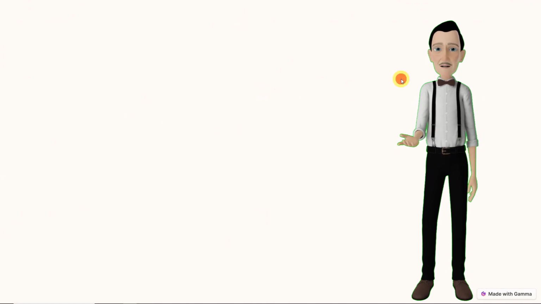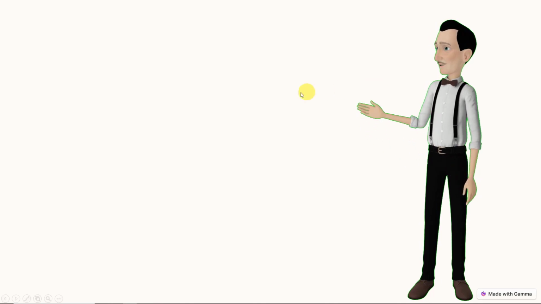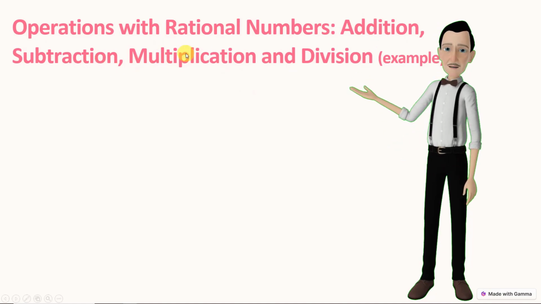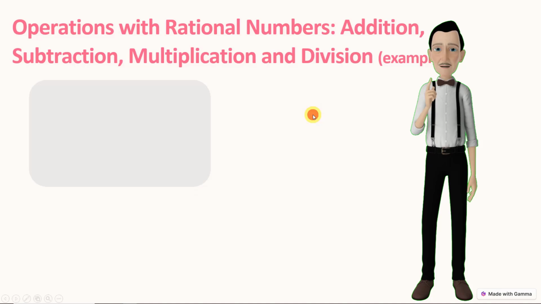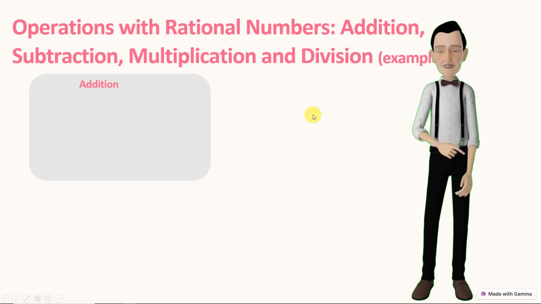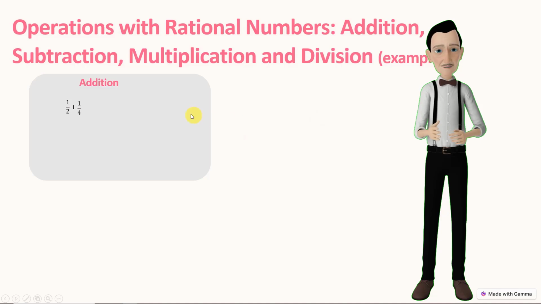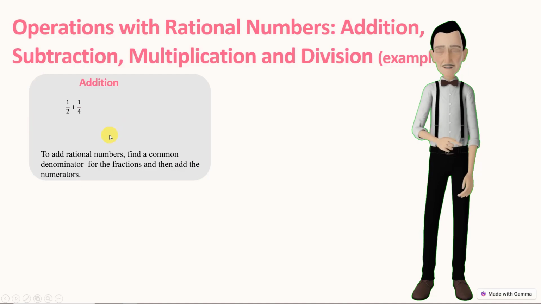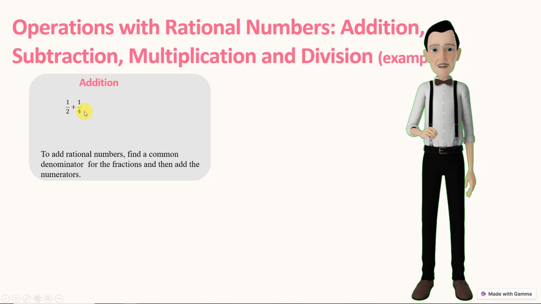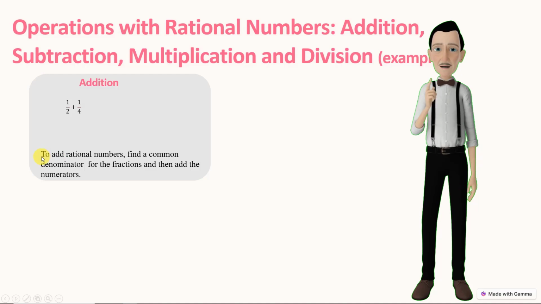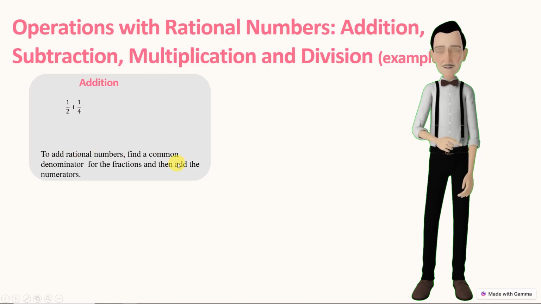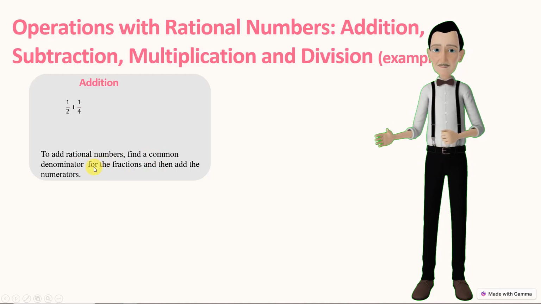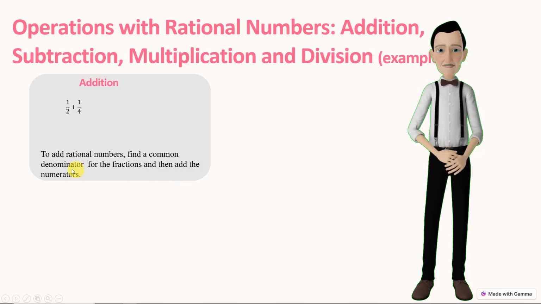Okay, let's look at some examples of the 4 operations, namely addition, subtraction, multiplication, and division. The very first one, of course, is addition. Here we've got 2 small little fractions. Guys, I'm trying to keep the examples as simple as possible so that it's easier for you to understand. To add rational numbers, find a common denominator, which must be the lowest common denominator for the fractions, and then add the numerators together.